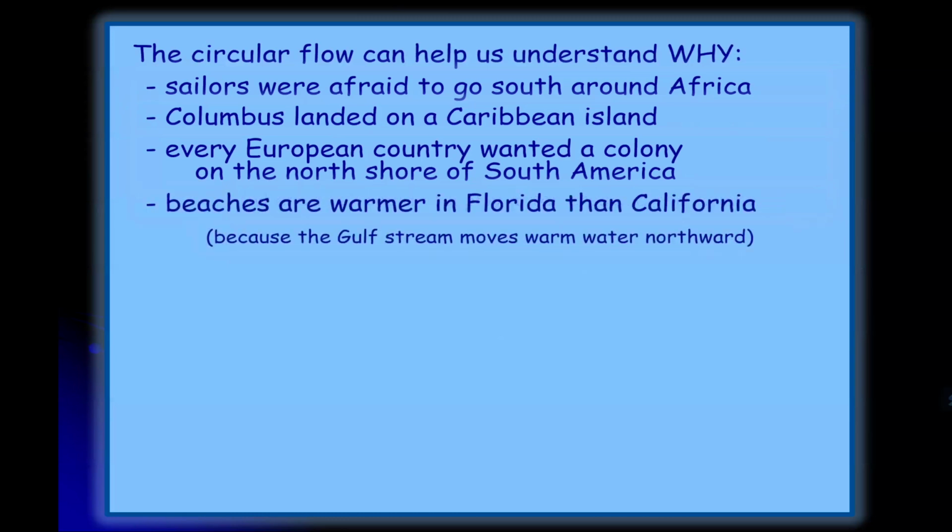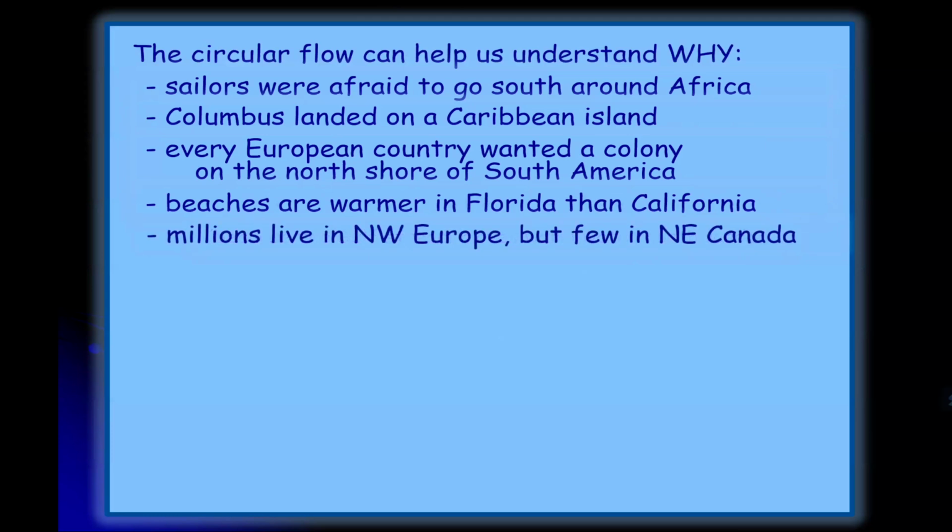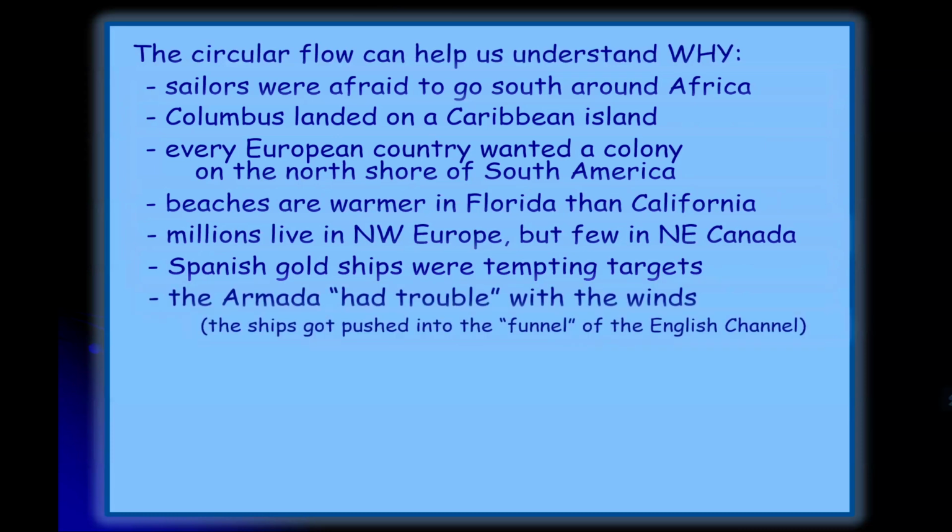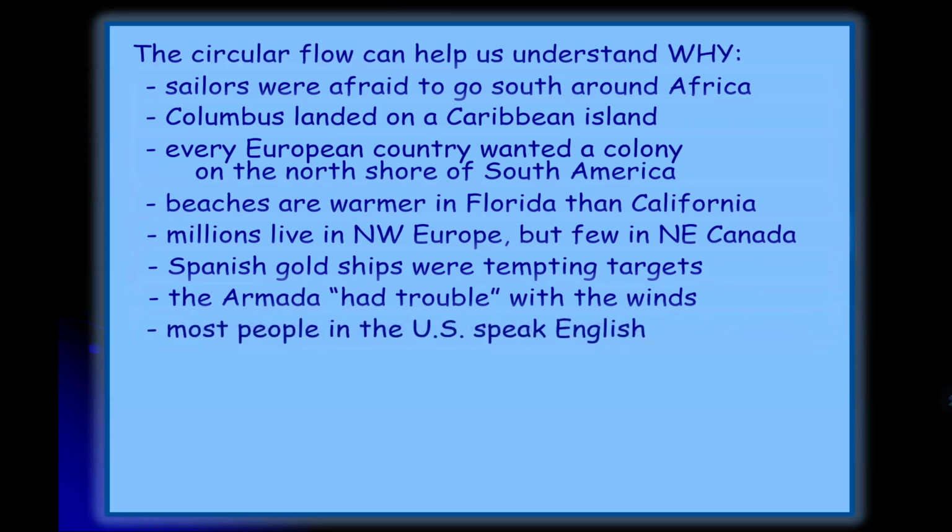The circulation explains why beaches are a lot warmer in Florida than they are in Morocco or California, because the Gulf Stream is moving this warm water north. It explains why millions of people live in northern Europe, but very few live in northern Canada. It explains why Spanish gold ships were such tempting targets for the British. It explains why the Armada wound up in trouble because it got pushed into the English Channel and couldn't escape, couldn't come back out, had to go north. It explains why most people in the United States speak English, not Spanish.